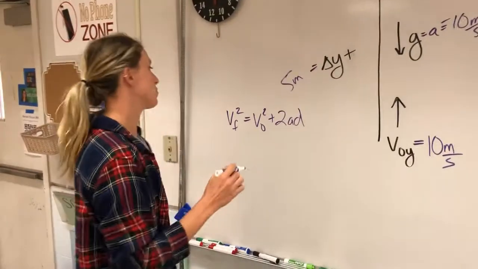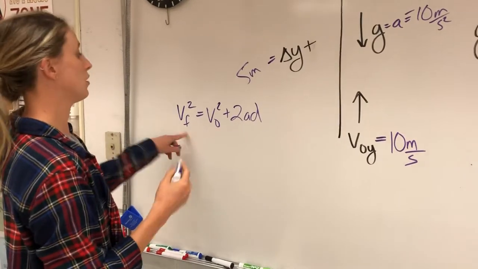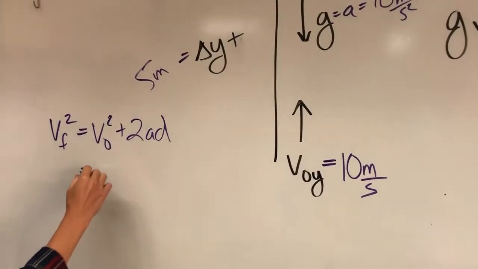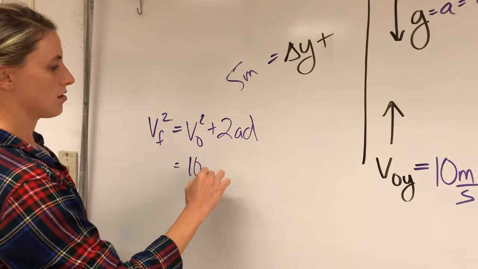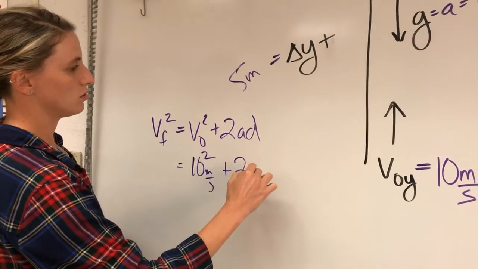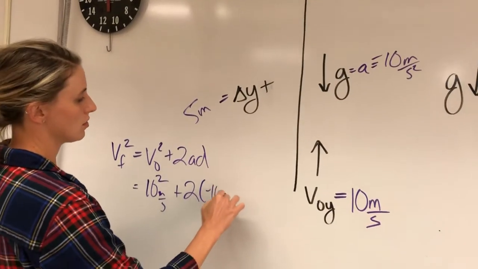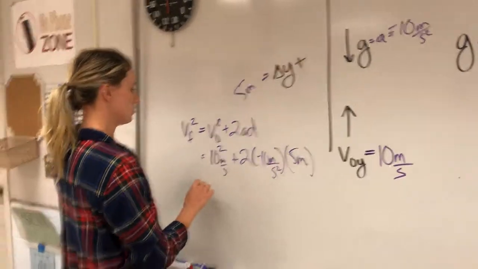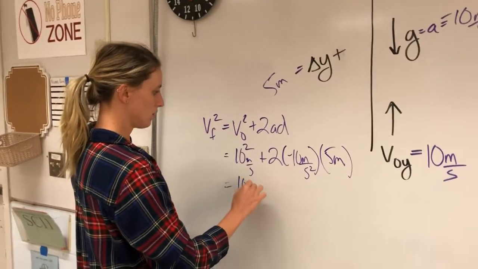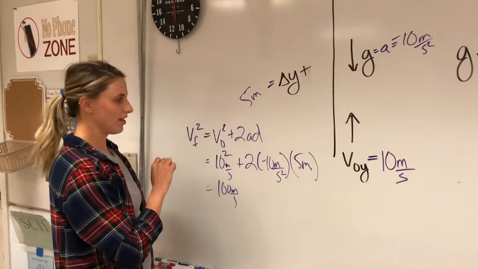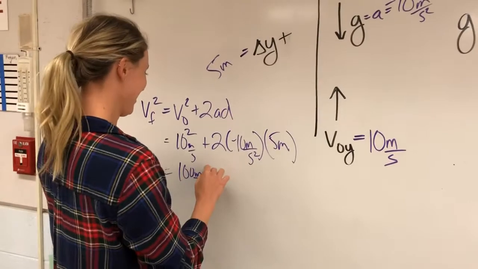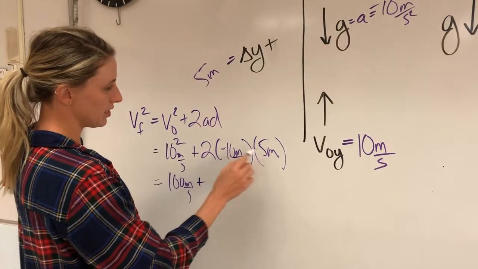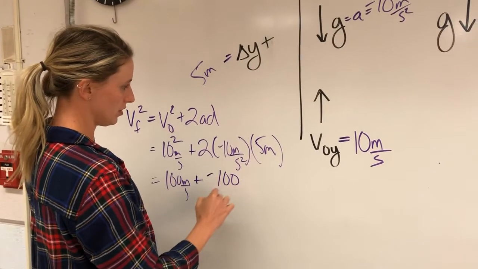Okay. Let's plug it in. So we're trying to figure out V final squared. It equals my velocity initial, 10 meters per second, squared, plus 2 times negative 10 meters per second squared, times my distance, which is 5 meters. Okay. Let's do this math. That's 100 meters per second, 10 squared. 2 times negative 10, that's negative 20, times 5, that's negative 100.